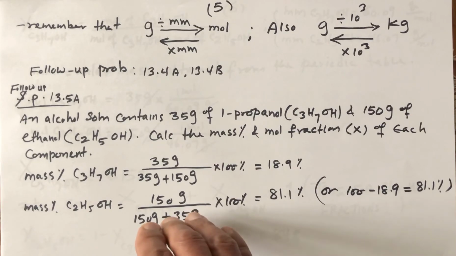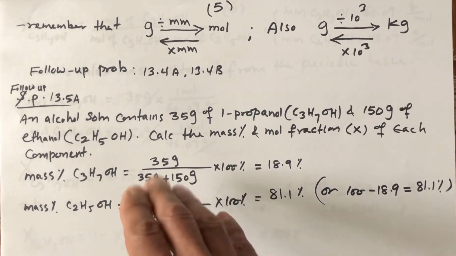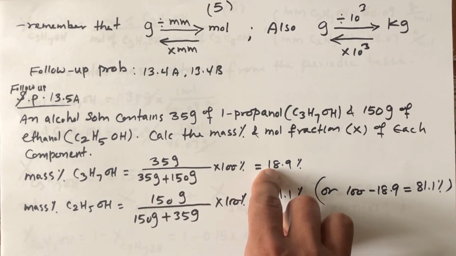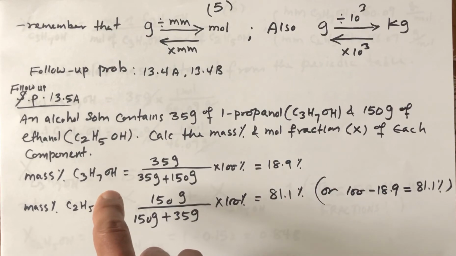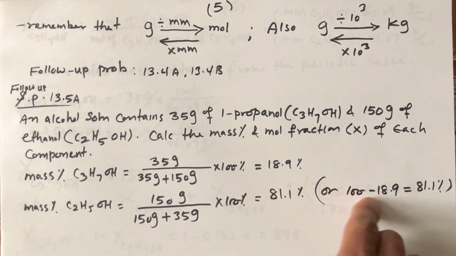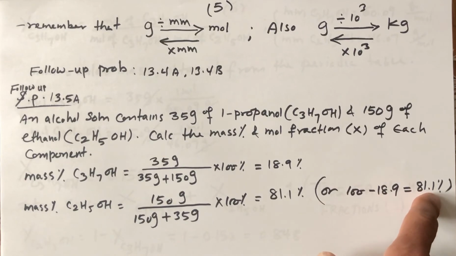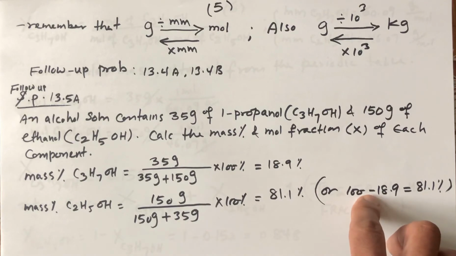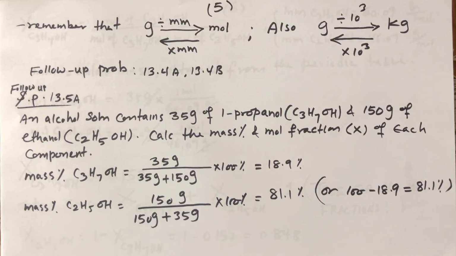Now, I have done this individually for each component, but in your textbook, the author calculates the mass percent first, 18.9% for 1-propanol, and then he does 100 minus 18.9 to get the mass percent of the other component, which is equivalent to this calculation. But that's a shortcut, so you can do the same thing, because the sum of the mass percents must be equal to 100. So if you calculate the mass percent of one component, the other component is going to be 100 minus that number. So that's what you can do here.